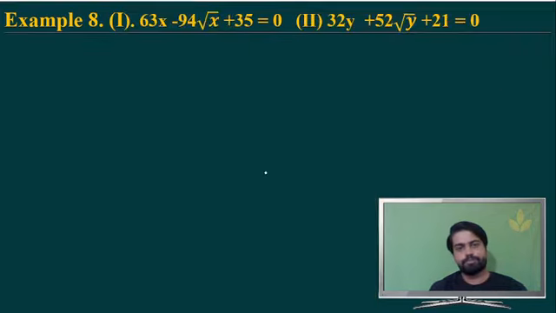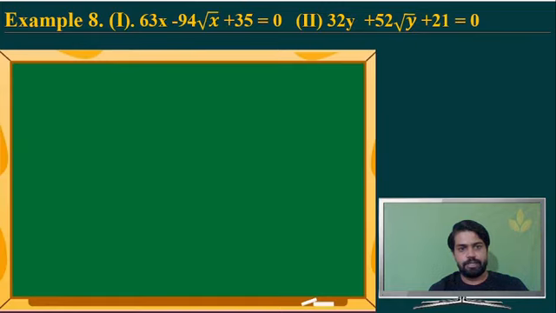option 2. So coming to the last question in this, which is similar to quadratic equation, but here instead of x square we have x, and in the place of x we have root x. So when we are solving, the answer we are getting for root x, we have to get back to x then. Let's see. 63x minus 94 root x plus 35 equal to 0. So I just have to compare them.